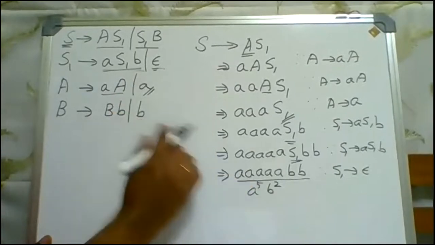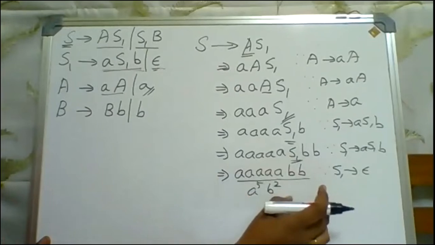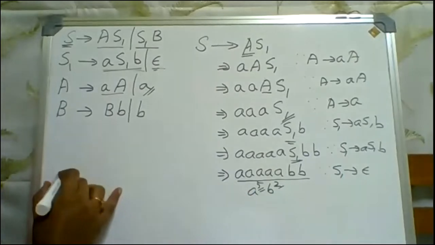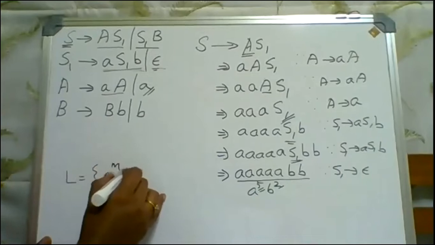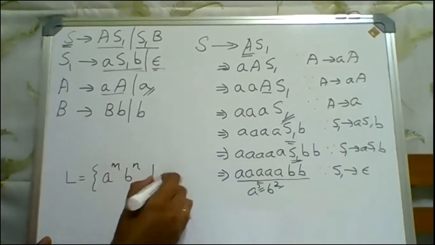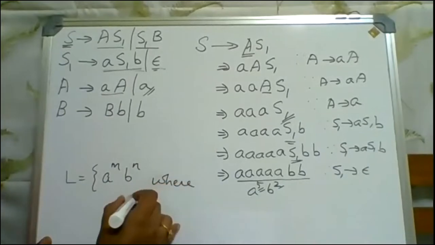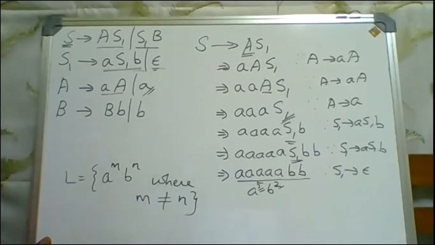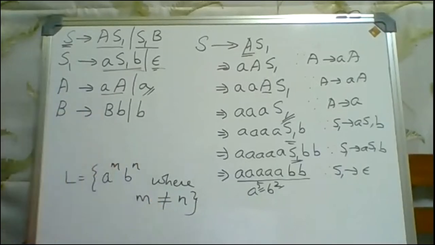In this grammar also, A's are followed by B's. But if you look, the numbers are different. So we can tell the language generated by this grammar is A power m, B power n, where m is not equal to n. This is the language generated by the given grammar.